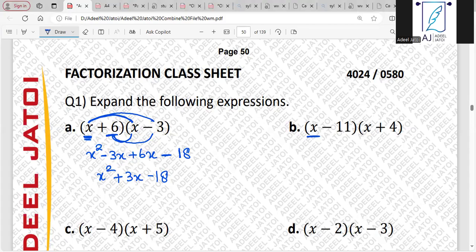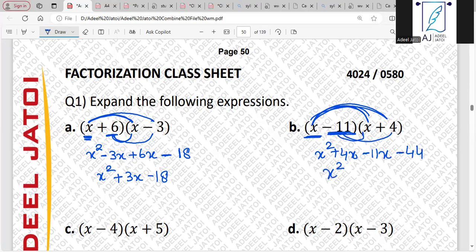Part B. This is your x. Your x is multiplied by x, which is x square. Your x multiplied by 4 will become 4x. Minus 11 into x is minus 11x. And minus 11 into 4 becomes minus 44. So x squared plus 4x minus 11x becomes minus 7x minus 44. Part B, answer is x squared minus 7x minus 44.